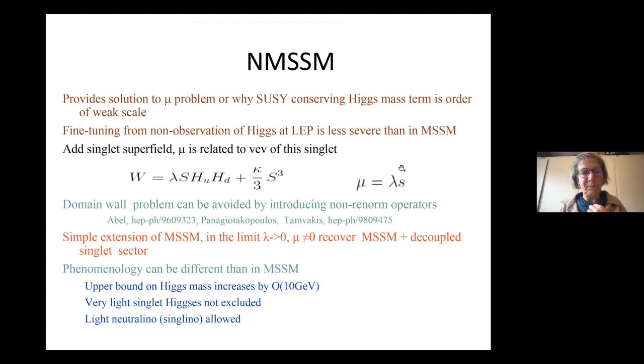Of course, the NMSSM contains the MSSM, so in the limit lambda goes to zero, you would recover the MSSM and you would decouple the singlet sector. From the dark matter point of view, what is interesting is that in this model, you have the possibility to have very light singlet Higgses, even below the mass of the Higgs that we have discovered. And you have the possibility of having a singlino dark matter. In particular, this singlino can be light.